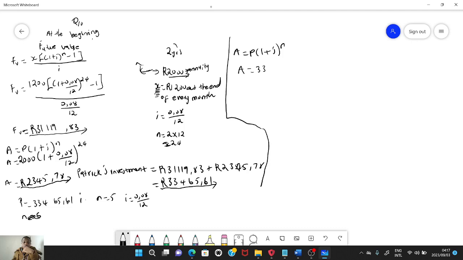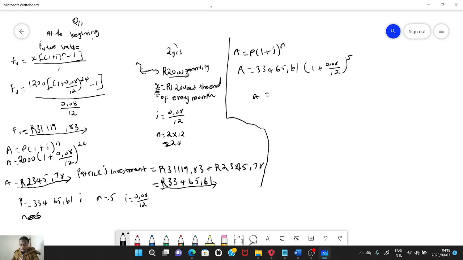So what is the value of the investment? We have 33,465.61 into 1 plus 0.08 divided by 12, to the power 5. Now the value of the investment has increased. Now we have 34,596.10.